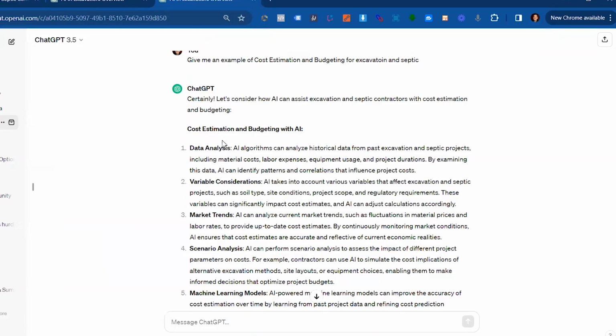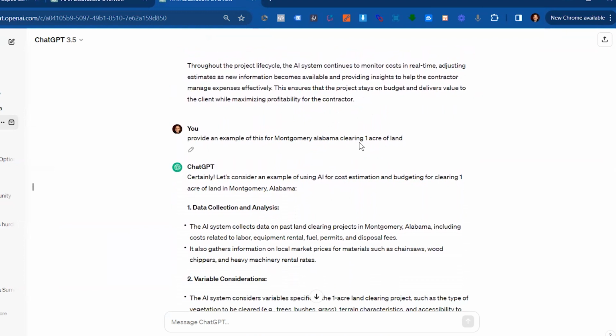So the question was, give me an example of cost estimation and budgeting for excavation and septic. And it goes over data analysis, variable considerations, market trends, scenario analysis, machine learning models. That's a lot of gobbledygook, right? But if we say, provide an example of this for Montgomery, Alabama, clearing 1 acre of land, right? And so you can insert your area and insert the scope of work that you're interested in doing. And from there, it starts to give us a little better information.